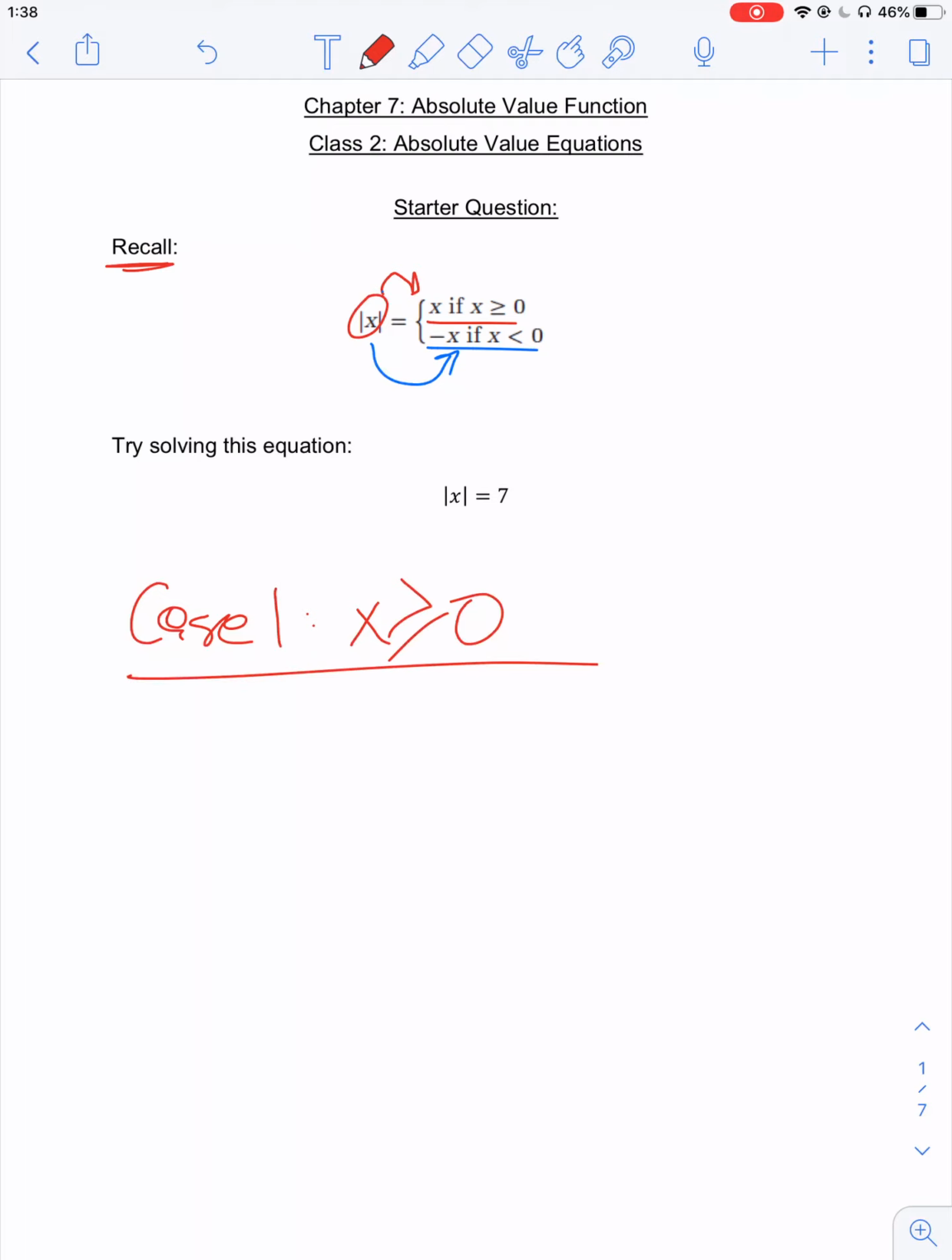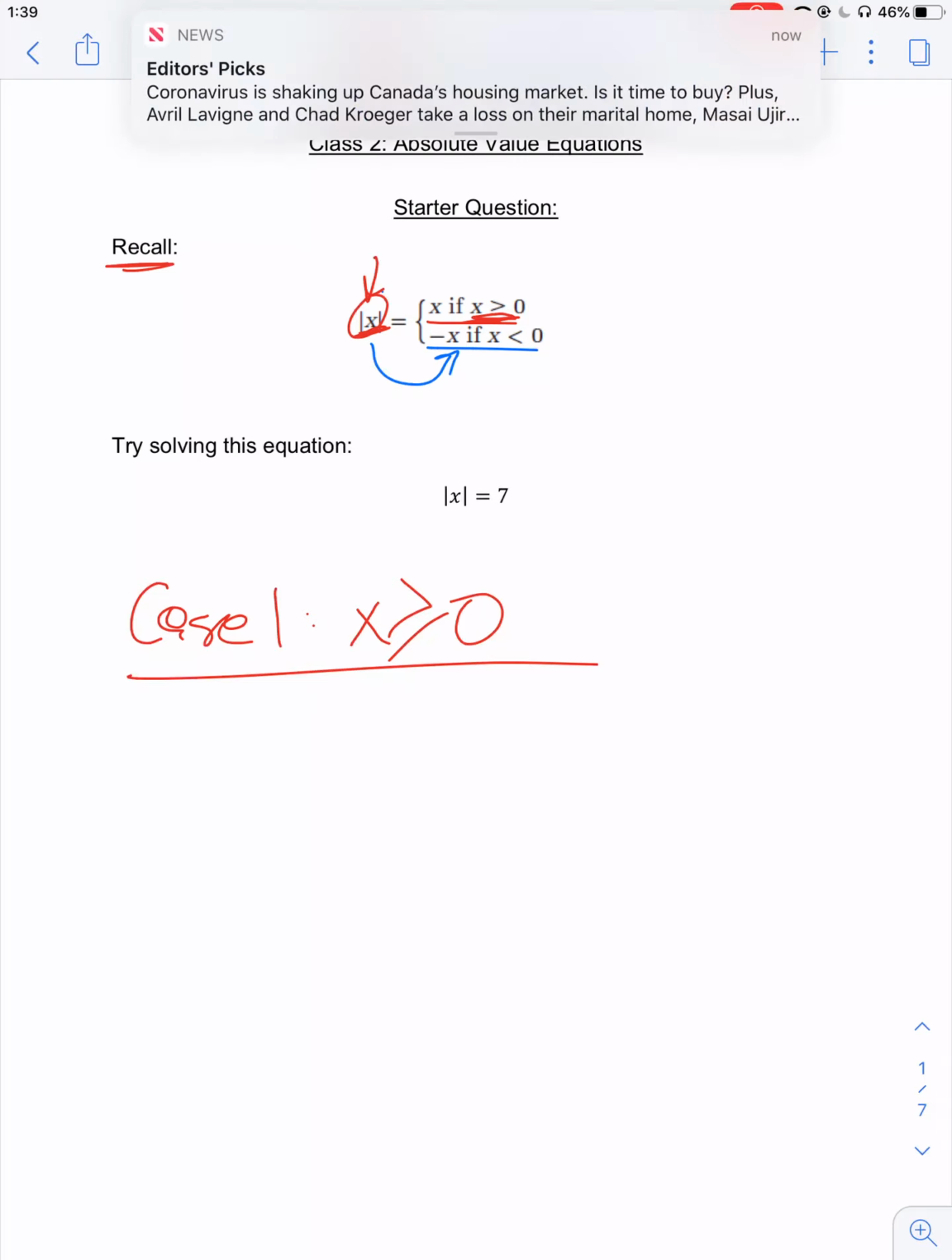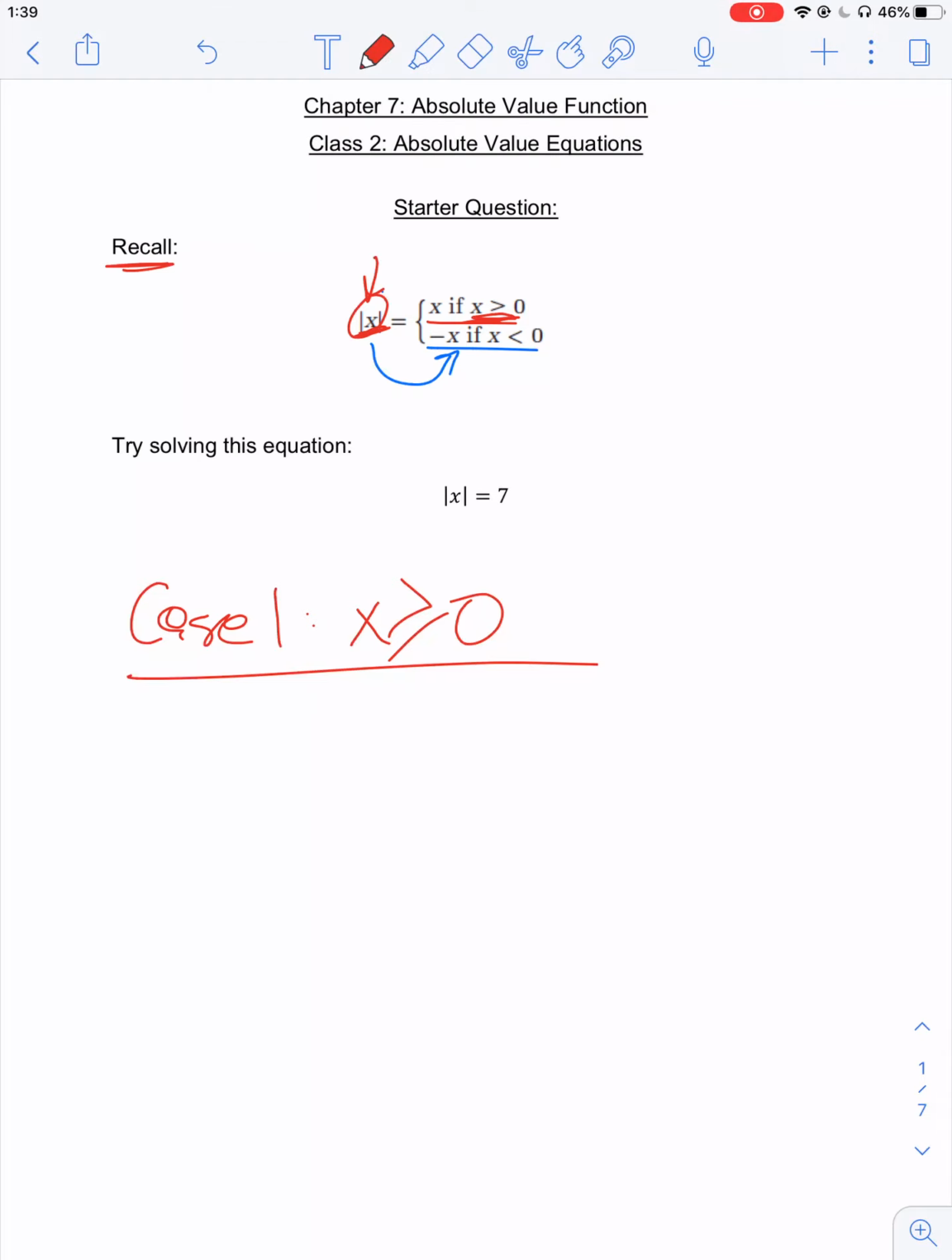So if your x value is greater than or equal to 0, then your absolute value is basically x. How should I say this in plain and simple English? Basically, when x is greater than 0, then the absolute value does nothing to the number that's inside the absolute value.